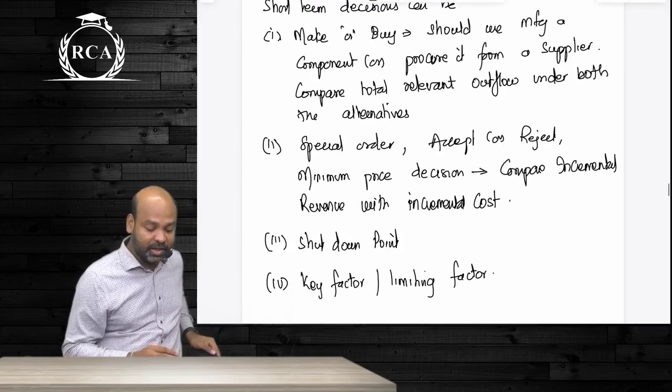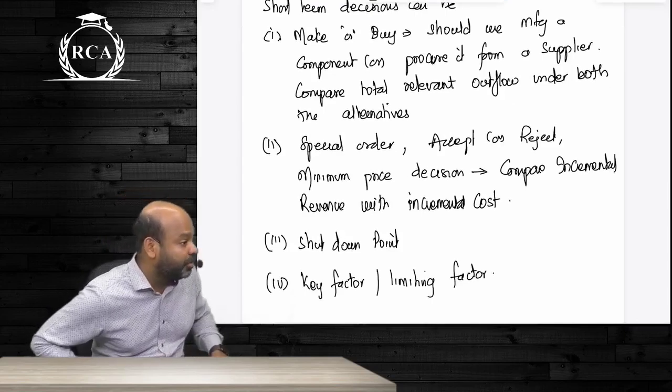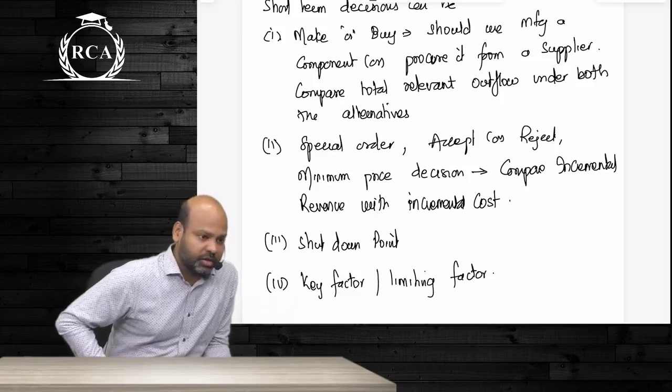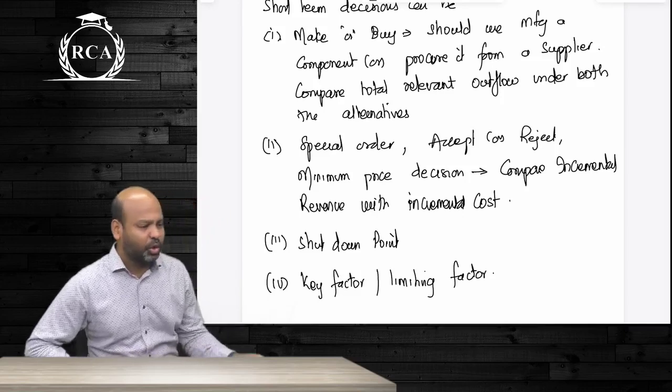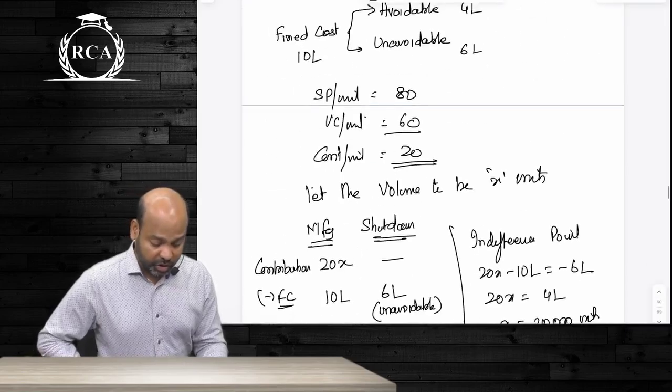Minimum price decision, guys, is again the same. When they ask us to decide what is the minimum price that you will be willing to charge as such, guys, the decision should be based on relevant cost. Relevant cost is the bare minimum price that you will be willing to recover. Anything more than that is a surplus only. Any doubt in this, beta? These were all the short term decision making.